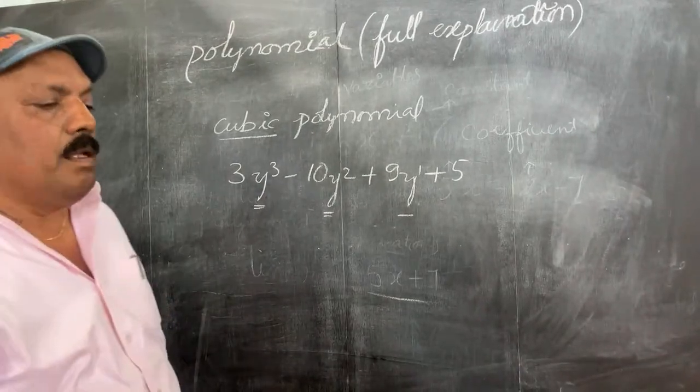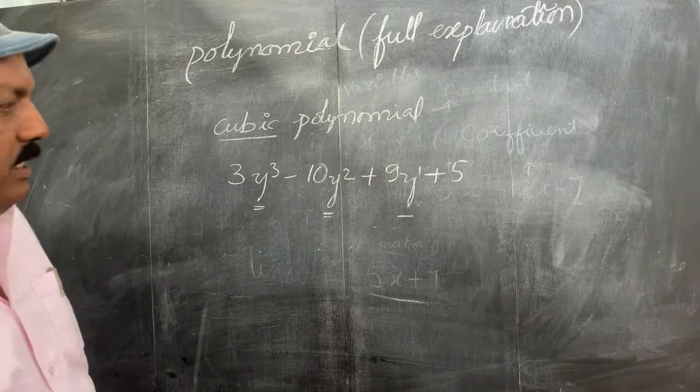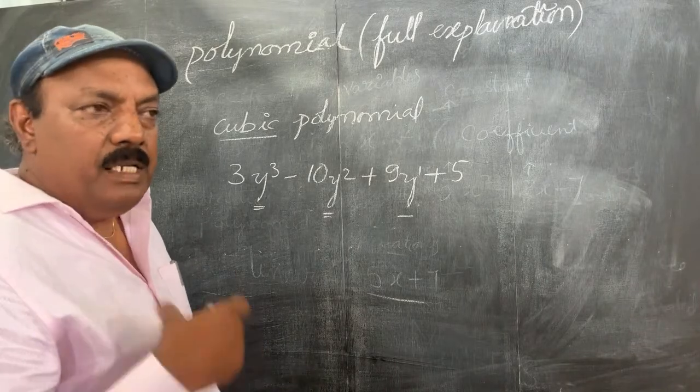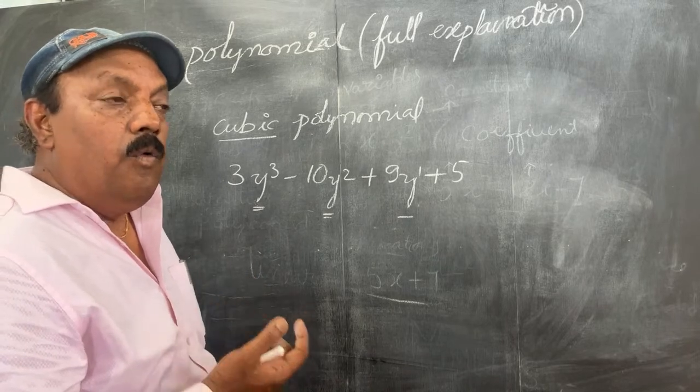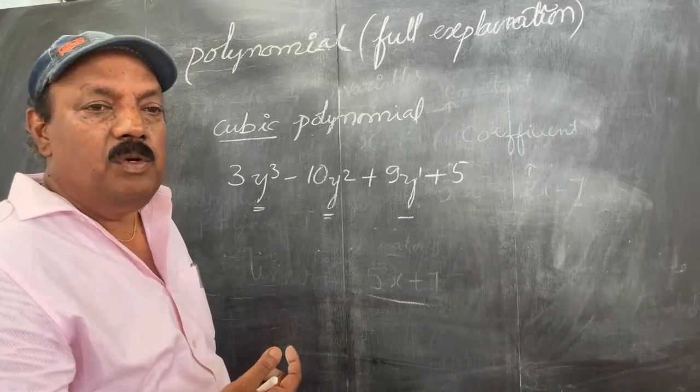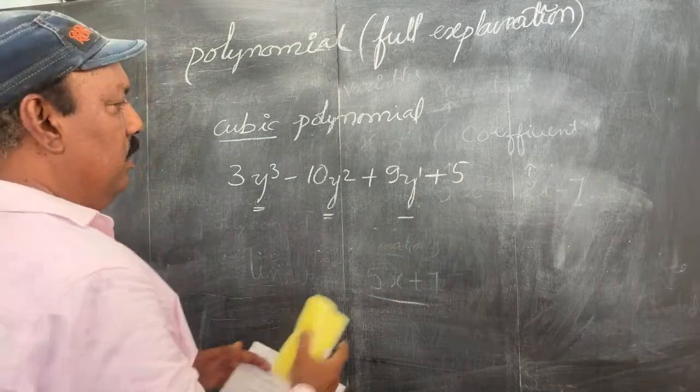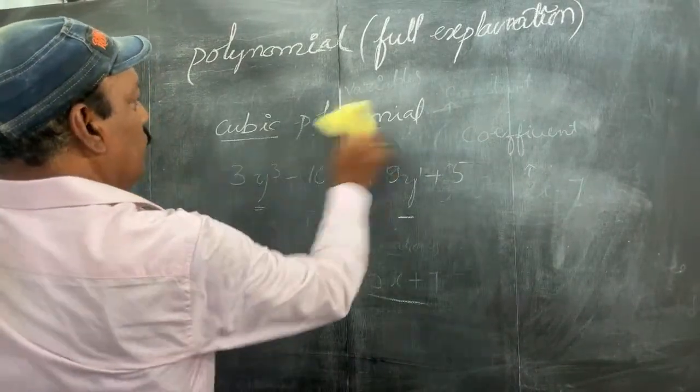So now we understood the meaning of polynomial and the other things. Now there are some examples in the equations, exercise 1, which are not polynomials. How can you identify those that are not polynomials? I will explain to you.